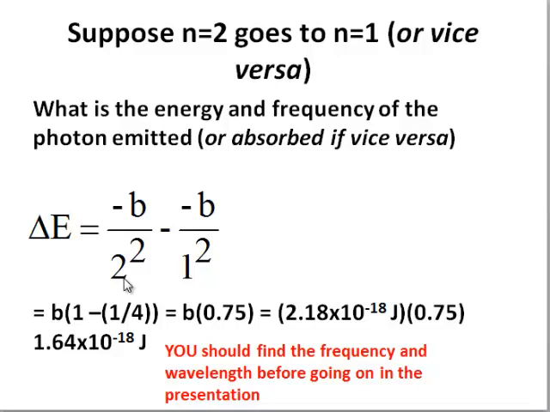This is equal to negative b over 4 minus negative b over 1, which is equal to b times 1 minus 1/4, which is b times 0.75. Now I've turned this 0.75 red again because this is an exact number. Multiply that by the Bohr constant, and I have the energy change for jumping from 1 to 2. I get 1.648 times 10 to the negative 18 joules.